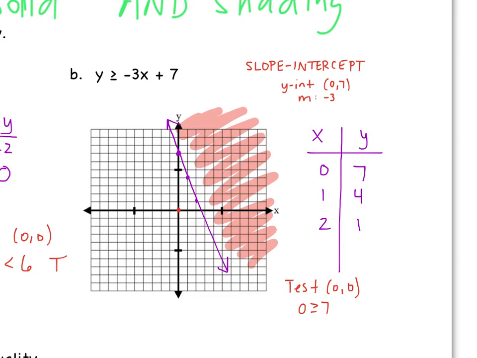I plotted our y-intercept of 0, 7. I used our slope of negative 3 to go down 3 over 1, down 3 over 1. I have a solid boundary because it's greater than or equal to. I tested the point 0, 0. When I plug 0 in for y and 0 in for x, I get 0 is greater than or equal to 7. This is false. Since it's false, I then have to shade in the opposite direction of where that point is. So I'm going to shade to the right of this line. And again, any ordered pair in this shaded region is a solution to my inequality.